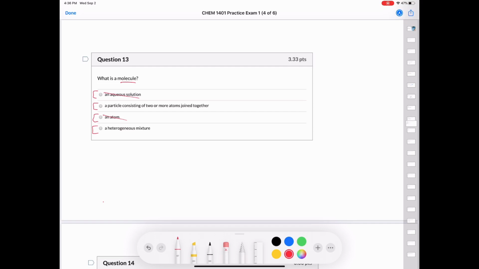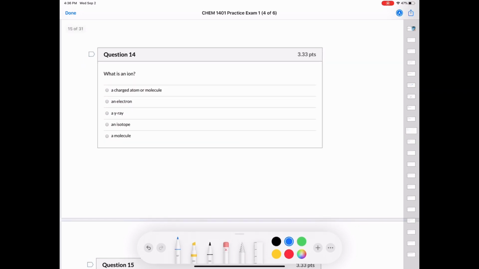Well, a heterogeneous mixture is going to be composed of more than one type of compound. And so a molecule is actually a particle that consists of two or more atoms joined together. For example, you could have a molecule of, let's say, bromine, so that's two bromine atoms joined together. That's one of the diatomic elements. Or maybe carbon dioxide, that's also a molecule. It's composed of one carbon and two oxygens.